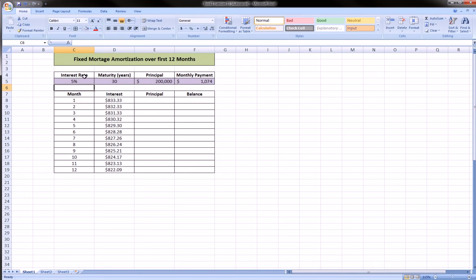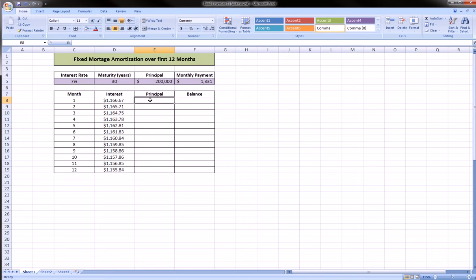$200,000 loan. And let's now calculate the, actually I think we had 6%, 7%. There it is. Let's calculate the principal portion of the payment. So here it's equals PPMT, principal payment. And the arguments are almost exactly the same as for the interest.